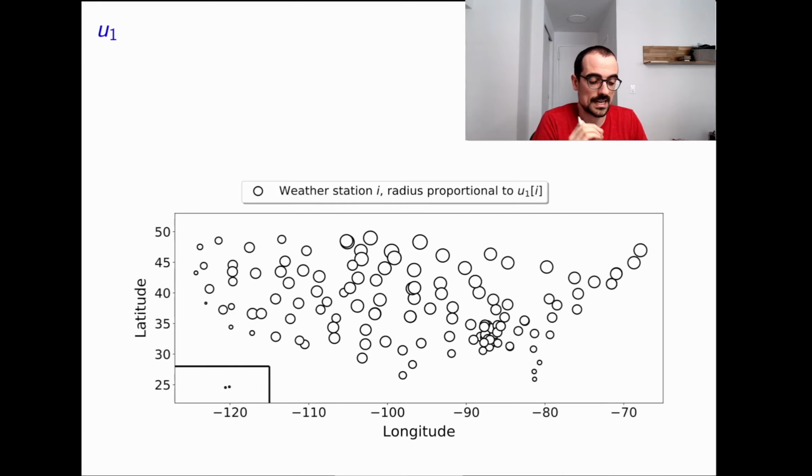Here, what I've done is I've drawn a marker for each of the weather stations at the corresponding latitude and longitude. This is why this looks like the United States map.